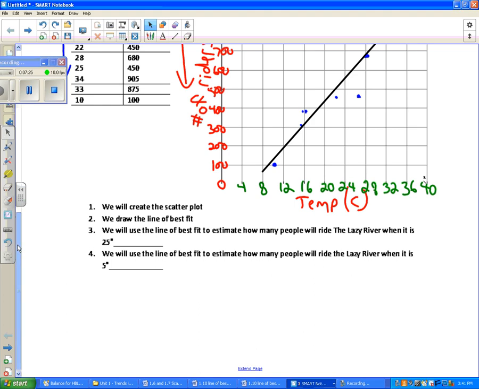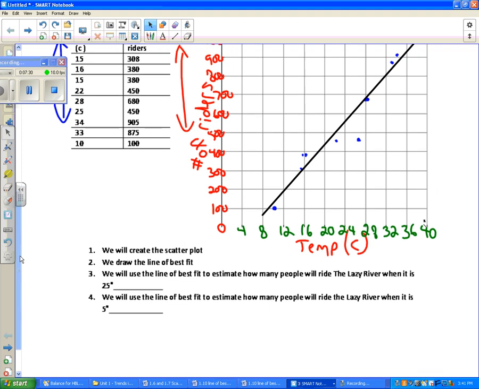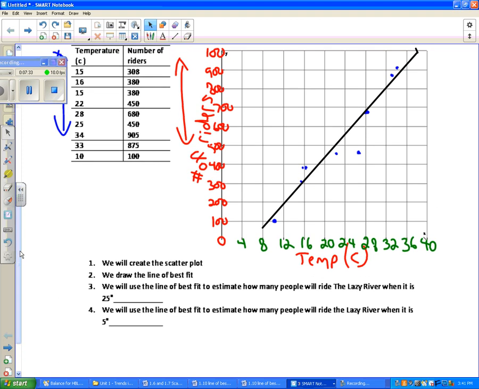So my questions that I have: we created the scatter plot, we drew the line of best fit, but now question 3 says, we want to use this line of best fit to estimate how many people ride the lazy river when it's 25 degrees out. Well, we actually have that one, and according to this line, a day where it was 25 degrees, we had 450 people, but this line of best fit tells us that 25 should be right about here. So we should really have about 580 people riding it when it's 25 degrees out.